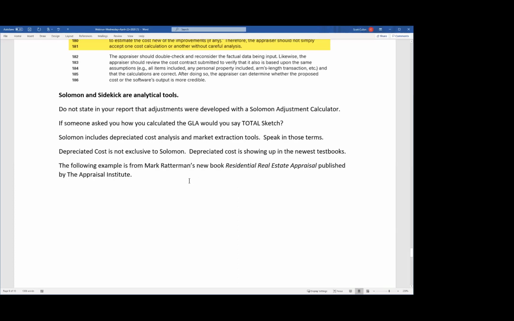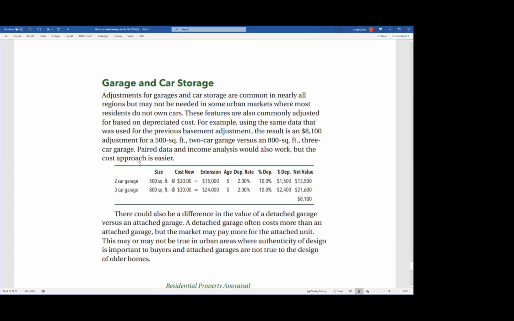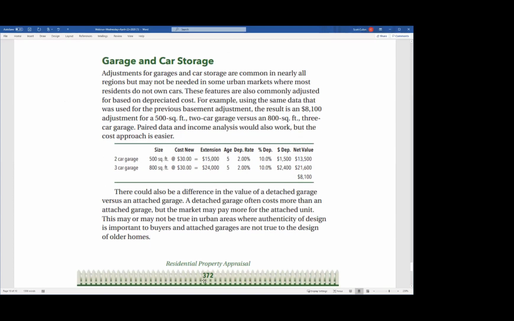So if you've ever wondered if depreciated cost is legit, here's a new book, Residential Real Estate Appraisal. The Appraisal Institute published it. These are credible people. Mark Ratterman's been around for years. He's a very bright guy. I've been fortunate to have one of his classes live many years ago, so I can actually picture him teaching. But here's an example from page 372 in his book.